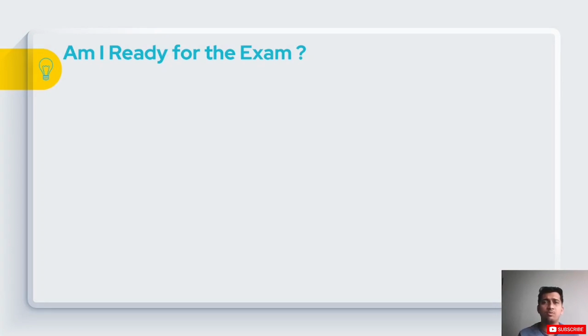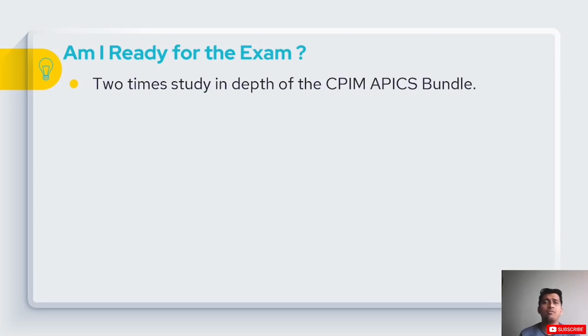measures through which you can judge whether you are ready. These are the measures which I used myself, or discussed with my seniors who have cleared the CPM certification. Let us go through them one by one. First and foremost, you need to study the complete CPM bundle at least 2 times in depth. In depth means understanding everything, reading through everything, not skipping anything, solving each and every numerical, and understanding every process flow.